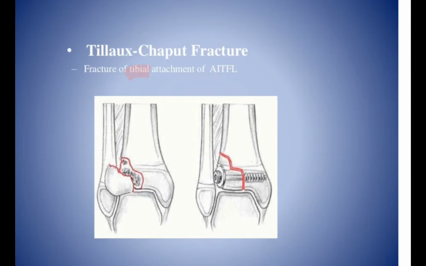Hi everyone. So in this video we will be studying orthopedic images and this video will be the first part of this section. The first image shown here is of Tillaux-Chaput fracture. Tillaux-Chaput fracture is fracture of tibial attachment of AITFL, anteroinferior tibiofibular ligament. Tillaux starts with T and this fracture is on the tibial region. Tibia is also from T and Tillaux is also from T. So this way we will remember it.